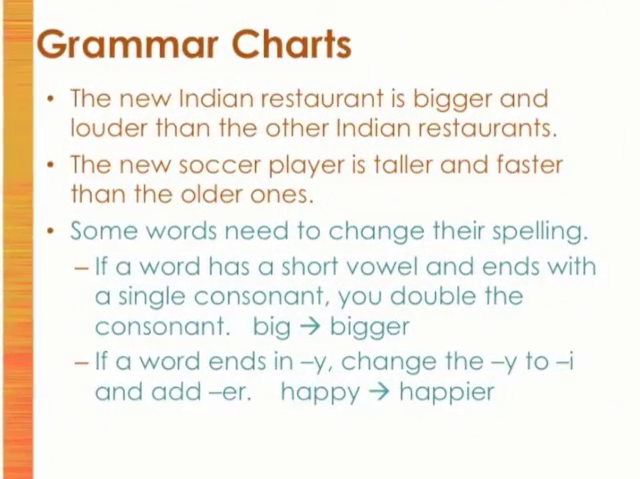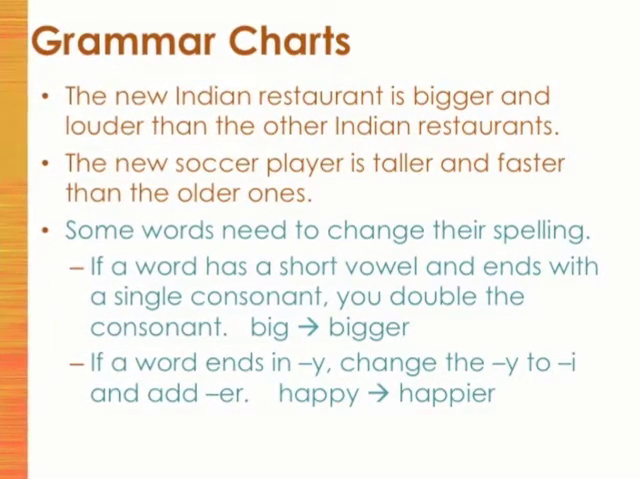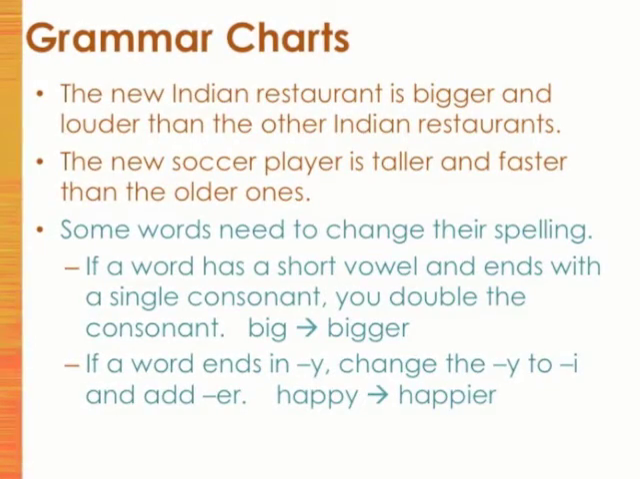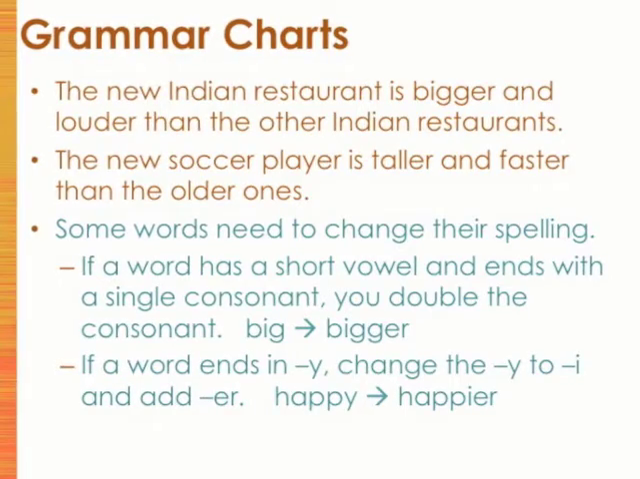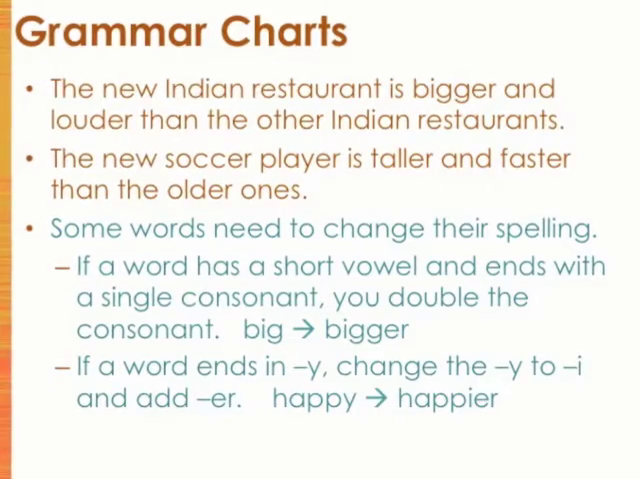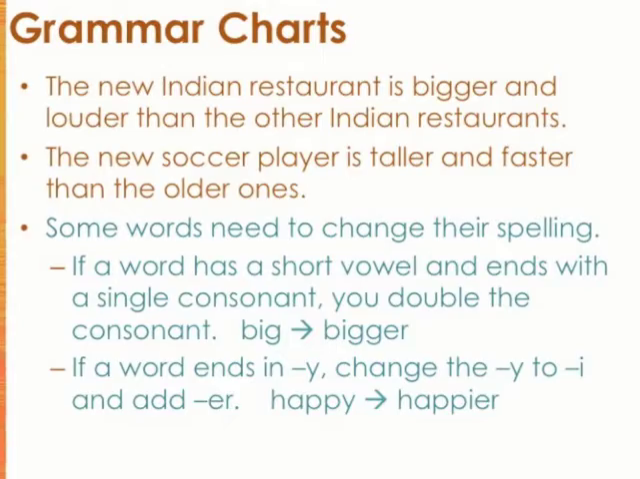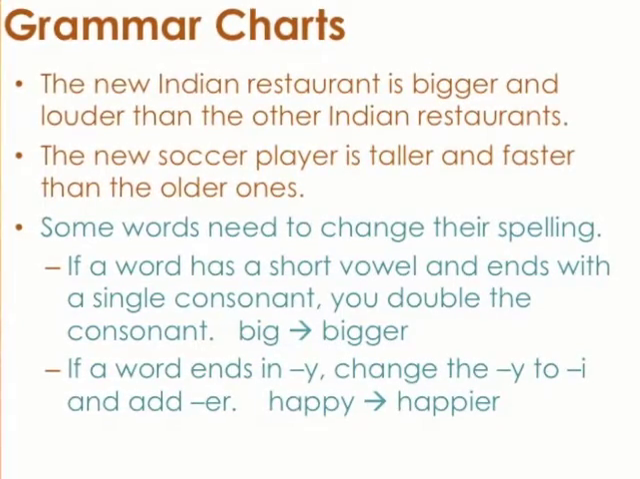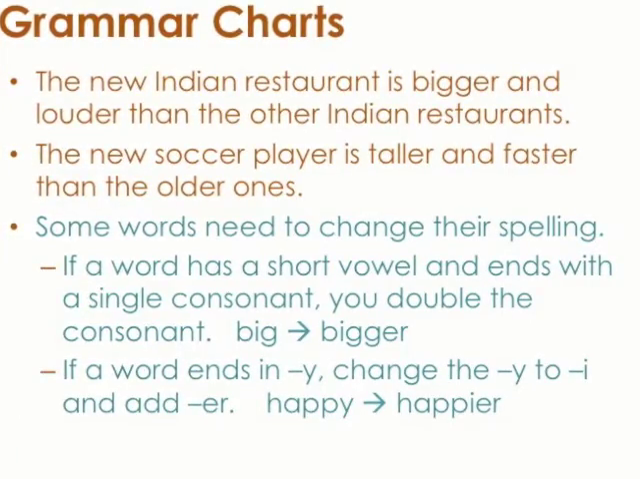If you look carefully, some words need to change their spelling to make comparative adjectives correctly. So if you have a word that has a short vowel sound and it ends in a single consonant, you double the consonant. So big becomes bigger with 2 G's. If a word ends in Y, you change the Y to an I and then you add ER. So happy changes to happier with IER instead.